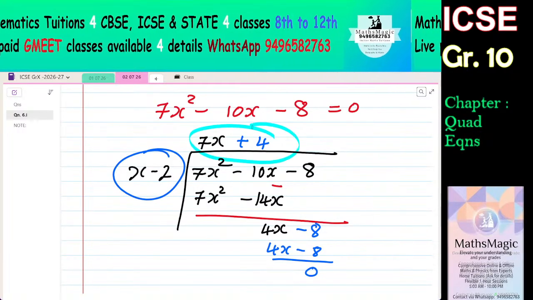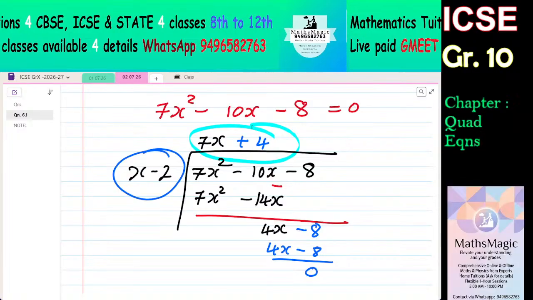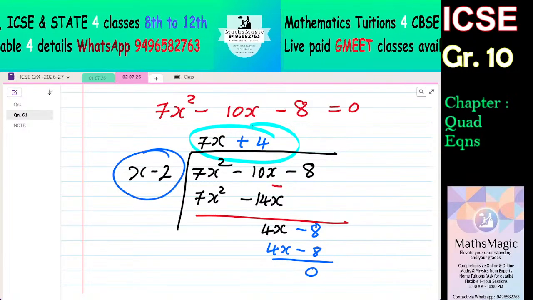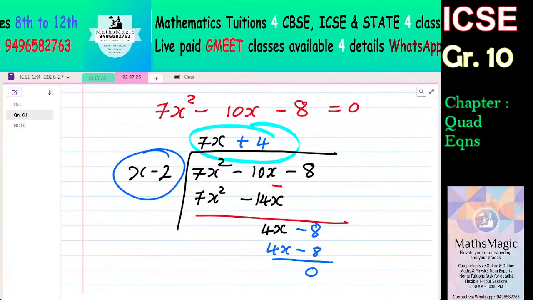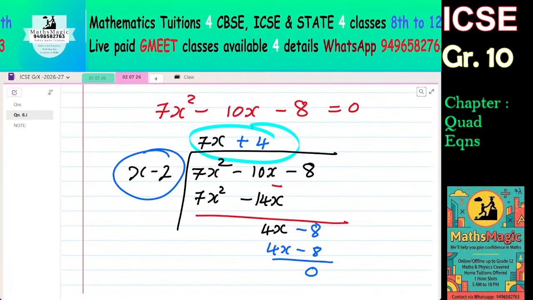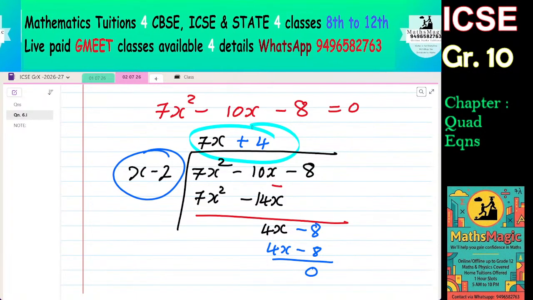And from this you will get, sure, 7x plus 4 equal to 0 and x equal to negative 4 by 7. So you can use any of these methods, it's okay.